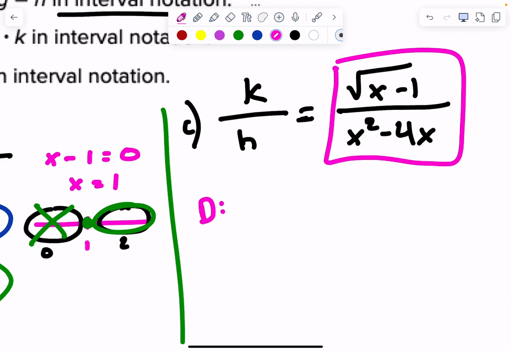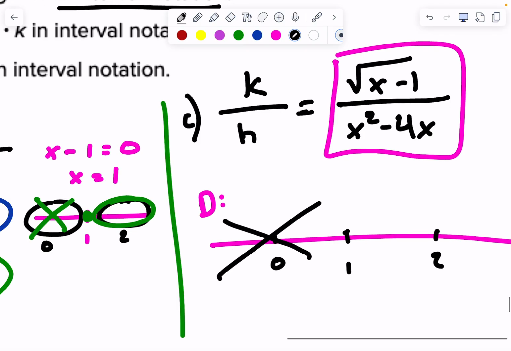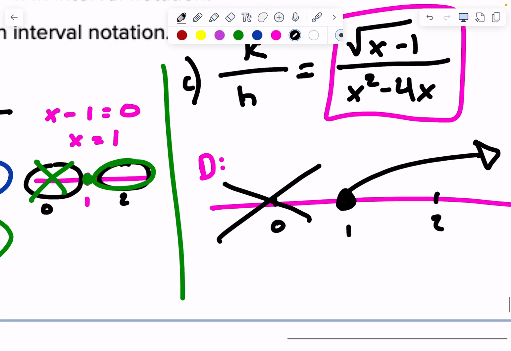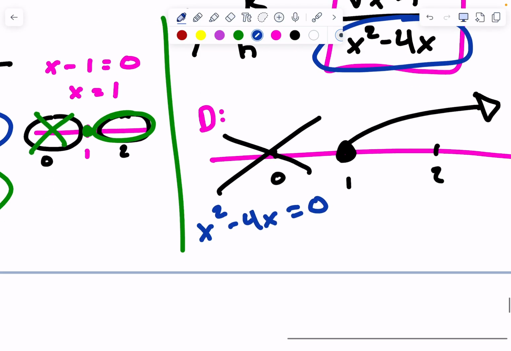So let's talk domain. I'm going to put this on a number line. We already said from the top that if I plug in 1, if I plug in 0, like 0 right here, if I plug in 2, we just said that 0 cannot happen, right? We said that 1 could happen and anything bigger than 1 is okay, according to the square root of x minus 1. Now, if I look at the bottom, we want to make sure that the bottom is not 0, true? So if I say x squared minus 4x can't be 0, what do we do now? Solve for 0.